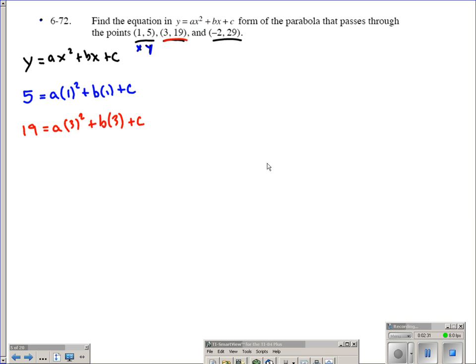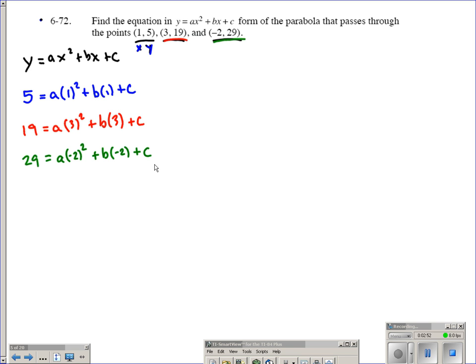And our last one, we'll do in green. Put in our y again: 29 equals a times negative 2 squared plus b times negative 2 plus c.